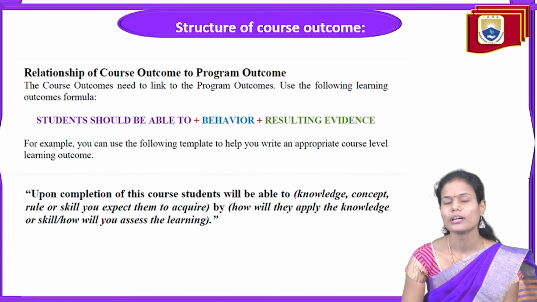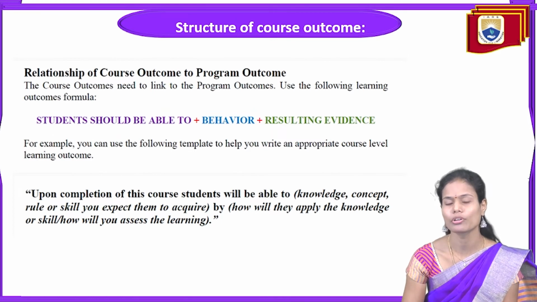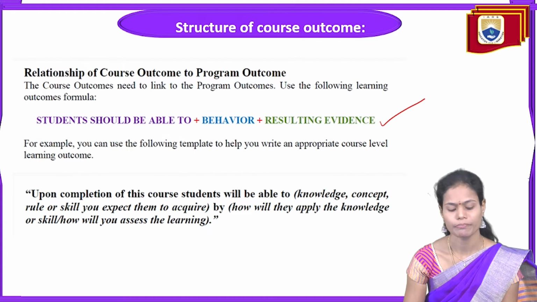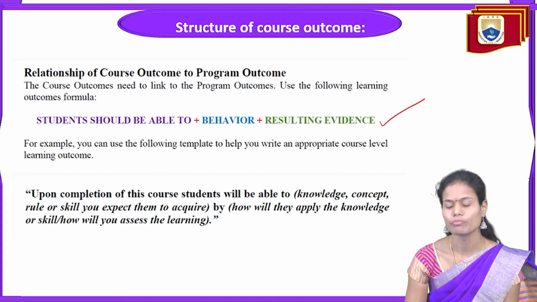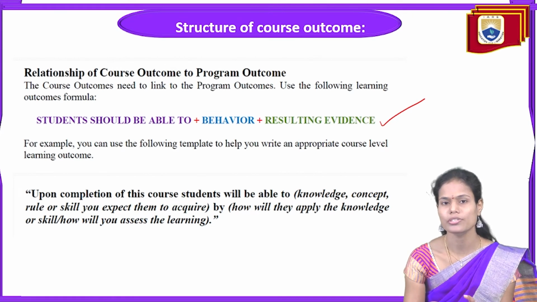Here, use the following learning outcomes formula. We need to write: after completion of the particular course, the students should be able to, then what is the behavior, and next the result evidence. In order to write each course outcome, we have to follow these three points. For example, you can use the following template: you write an approximate course level. Upon completion of this course, students will be able to apply the knowledge, concept, rules or skill you expect them to acquire, by how, what they are going to learn, what is the output, by what concept, by what process they are achieving that particular outcome. We need to write that.